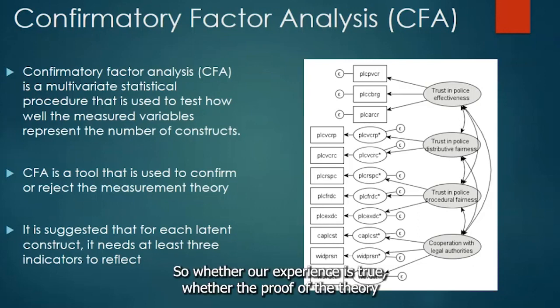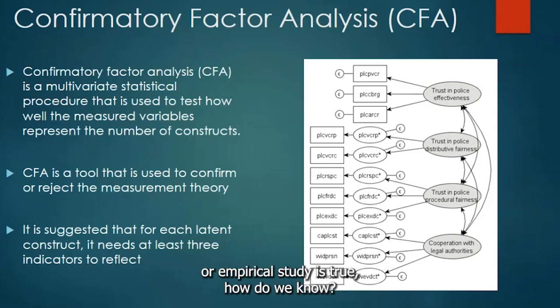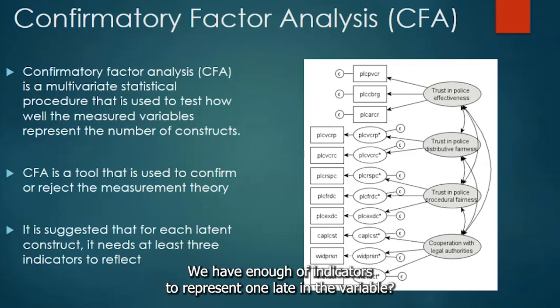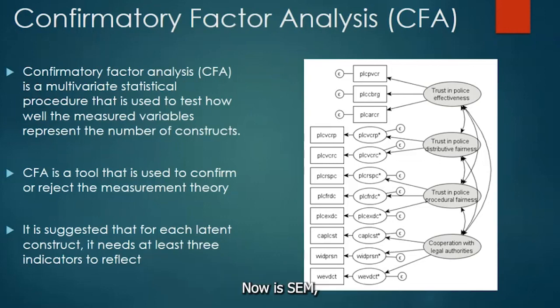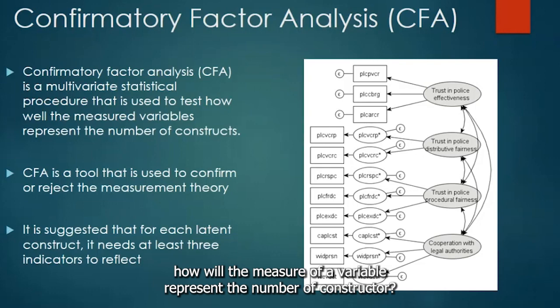So whether our experience is true, whether the theory or empirical study is true, how do we know we have enough indicators to represent one latent variable? Now in SEM, we use a tool called confirmatory factor analysis. It's a multivariate statistical procedure that is used to test how well the measured variables represent the number of constructs.